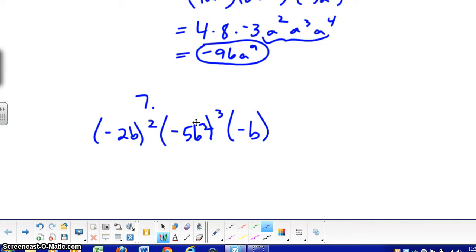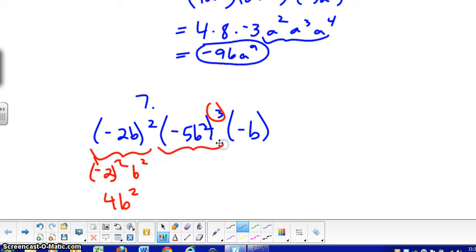Okay, so hopefully you fixed this first, because like I said before, you've got a 2 on the outside, so we need to look at it this way. Negative 2 squared and b squared. This will make 4, and then that b squared will come down. Another 3 on the outside, so we've got to fix that first. Negative 5 to the third power is negative 125b to the 6th.